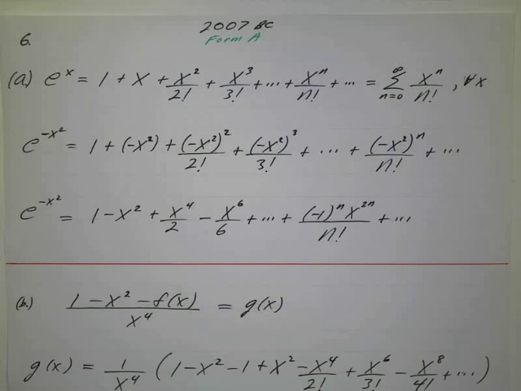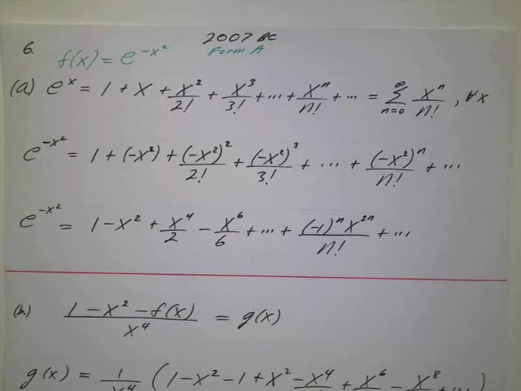Okay, this is again 2007 BC. This is Form A, and this is the number 6. They tell you that f of x equals e to the negative x squared. So first of all, they want you to find the first 4 non-zero terms and the general term of the Taylor series for f about x equals 0. Probably should say up here that f of x equals e to the negative x squared, okay?